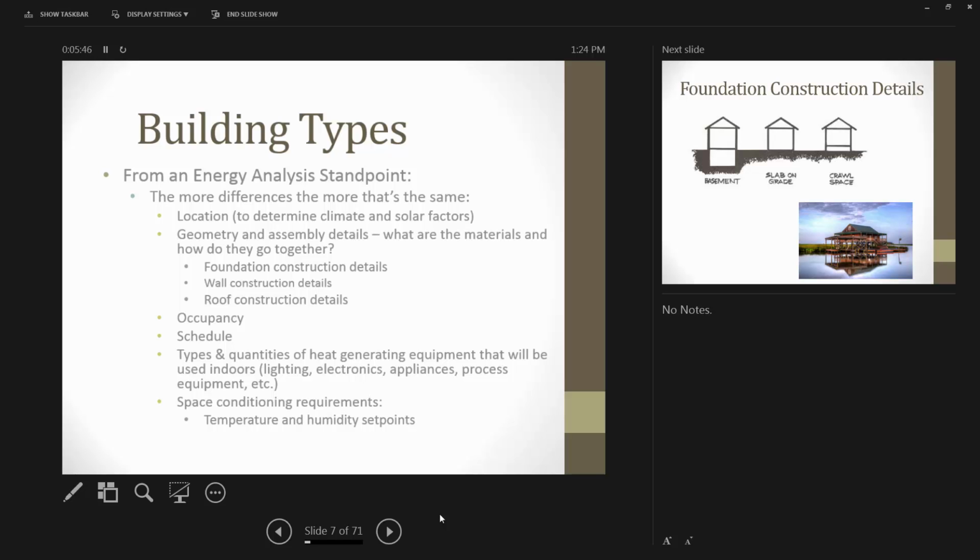But again, going back to that whole concept of what the building does: it separates the inside from the outside. The biggest part of it is controlling that heat transfer and understanding which way the moisture is going to move in that. So the assembly details are similar, but it depends on the location.